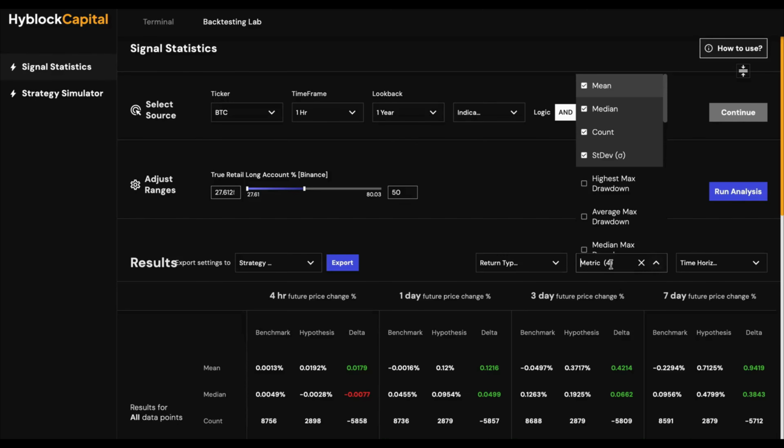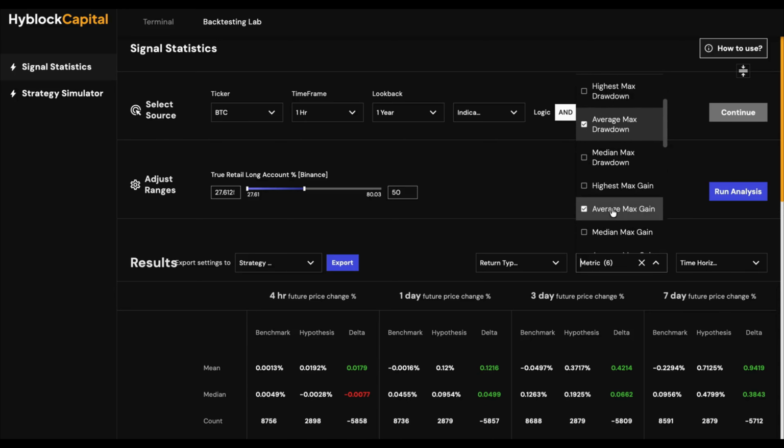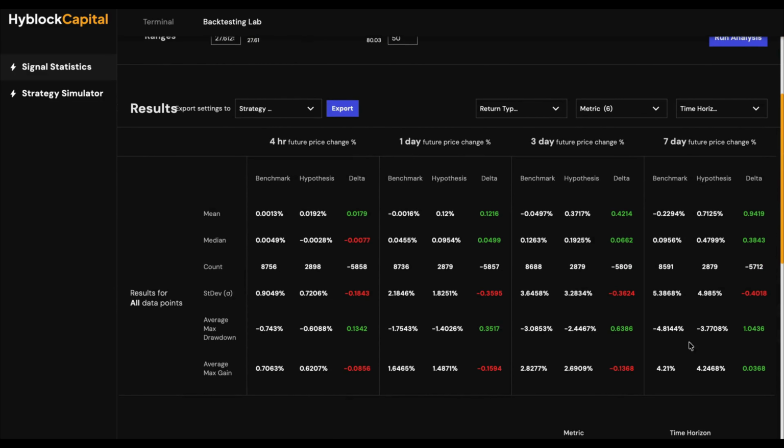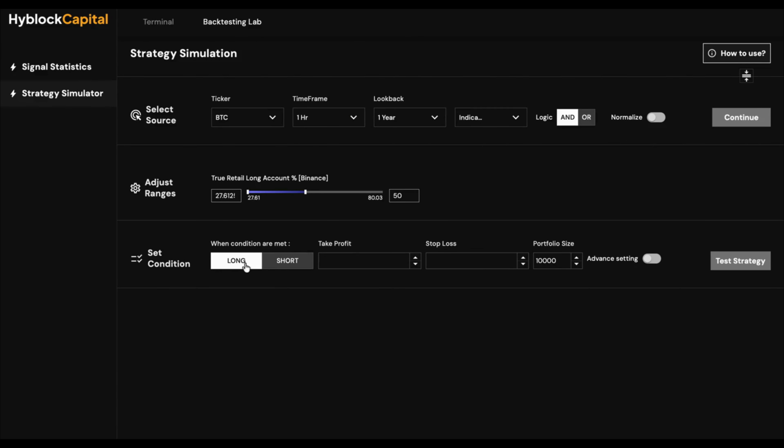Add key metrics like average max drawdown and average max gain. You'll notice gains are similar to the benchmark, but downside risk is lower, a constructive signal. Export this to the strategy simulator and set up long position, 4% take profit, 2% stop loss.